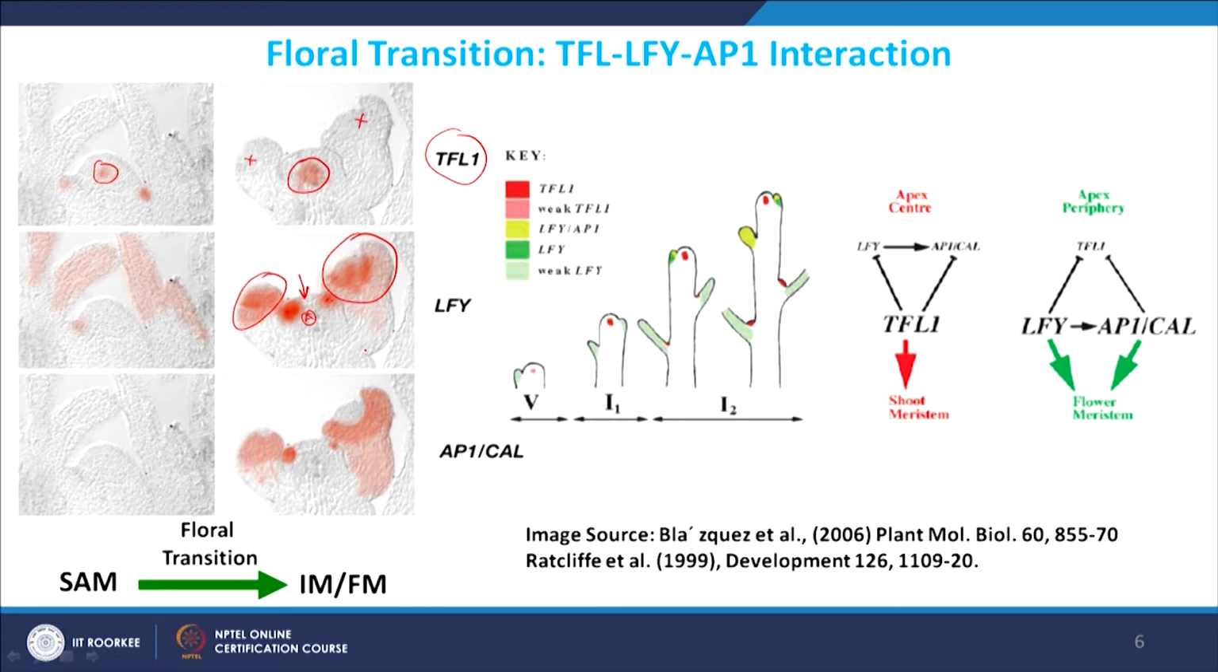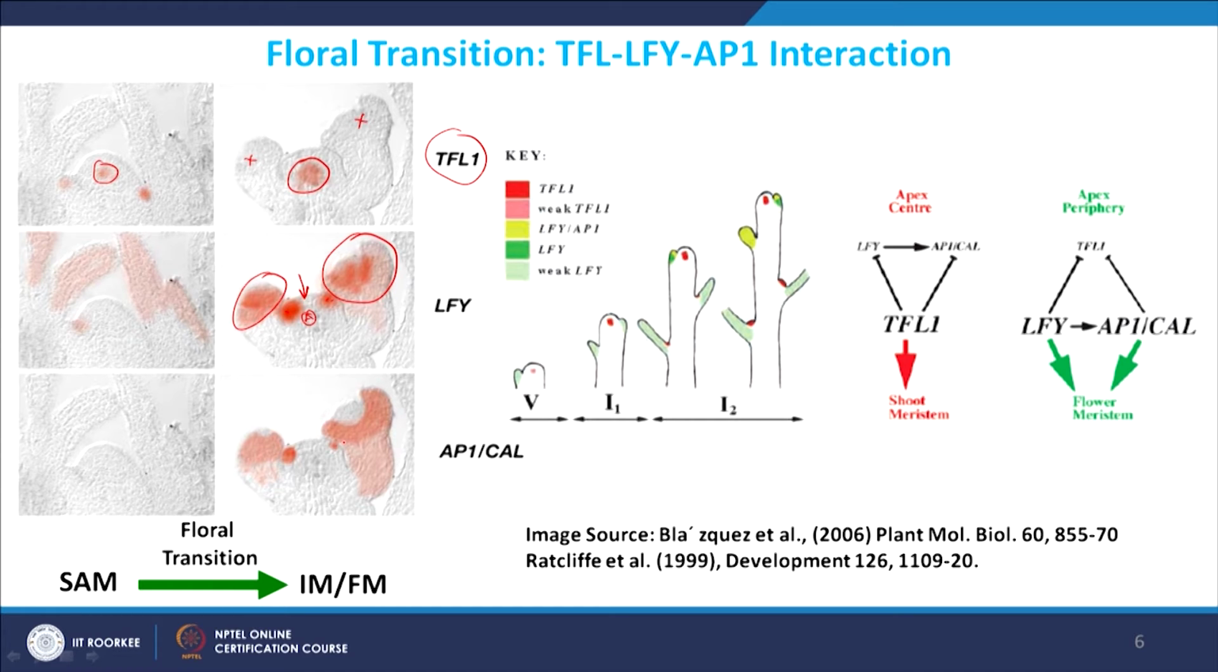AP1 has a quite overlapping expression pattern like LEAFY. So, you can see that in the very early floral primordia you have AP1 expression, then in the developing floral primordia you have a high level of expression. At the later stage the expression is restricted to the first whorl organ, which in the case of a flower is the sepals.